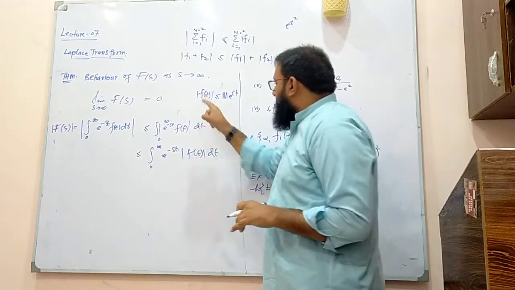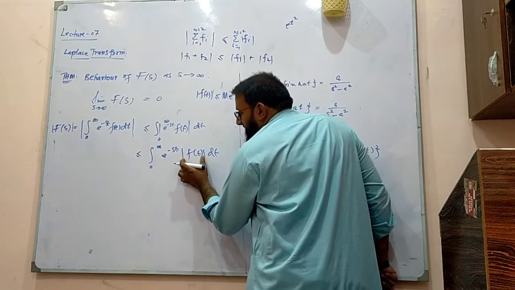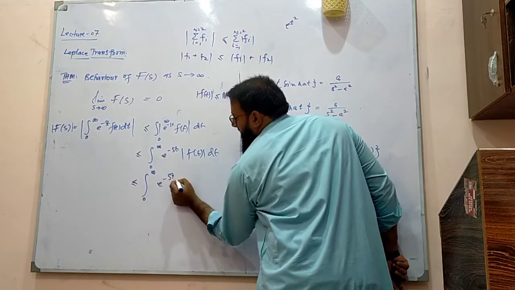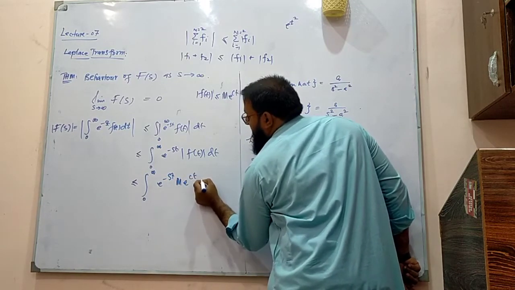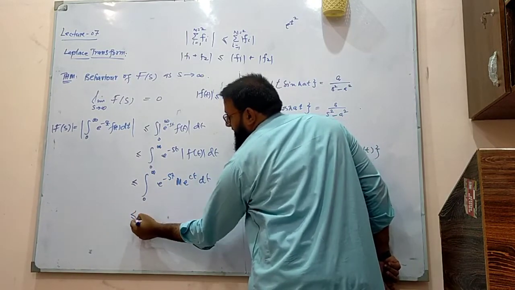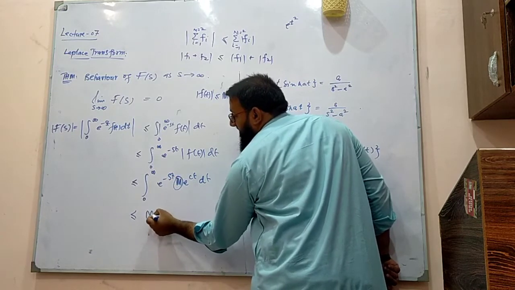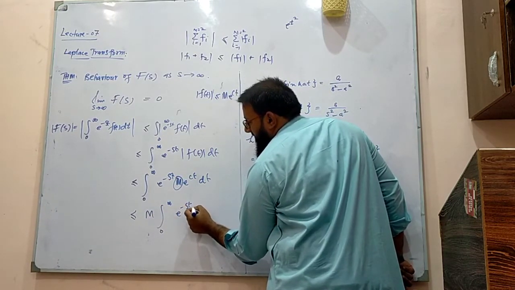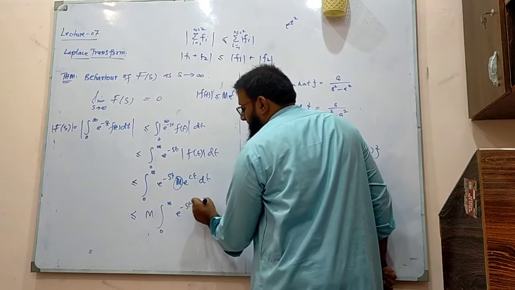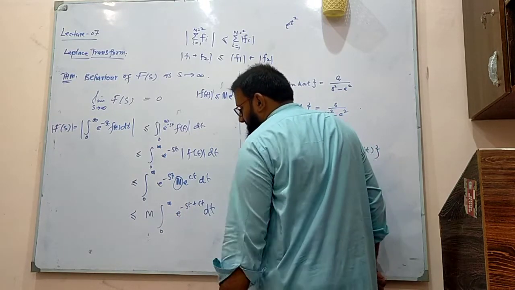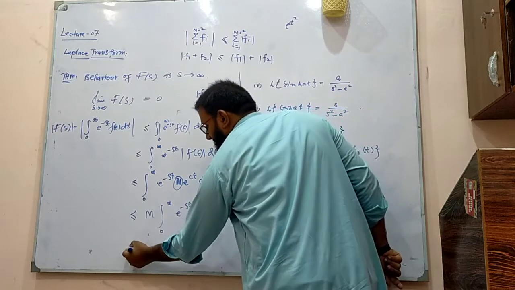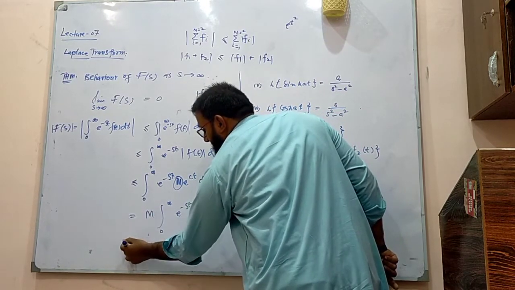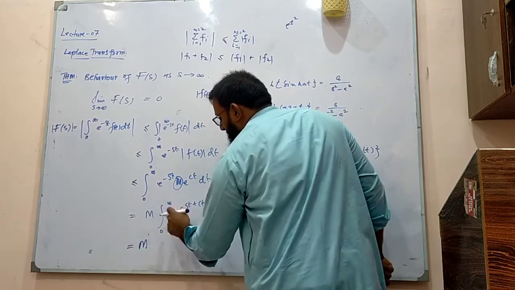Okay, so I will replace this function. I will say that this function is less than m times e raised to ct, dt. And you know very well this m is a constant, I can take it out, and this thing becomes the integral of e power minus st plus ct dt. Is it okay? Is it okay up to here? Yes, sir. Okay, why am I doing this? It should be equal here. So, what is this integral?